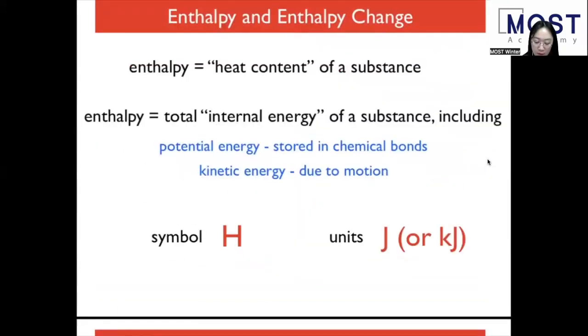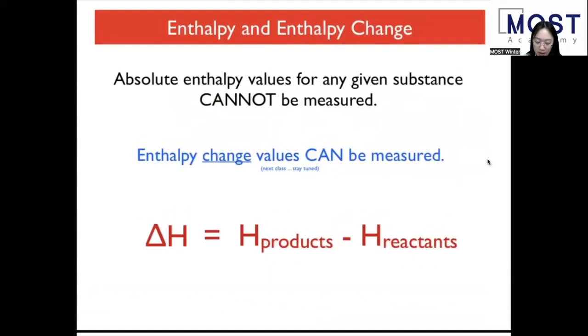Now let's look at enthalpy. So what is enthalpy? Enthalpy is the heat content of a substance. Enthalpy is the total internal energy of a substance, including potential energy as well as kinetic energy. The symbol of enthalpy is H, and the units are joules or kilojoules. We need to note that absolute enthalpy values for any given substance cannot be measured. So enthalpy changes can be measured.